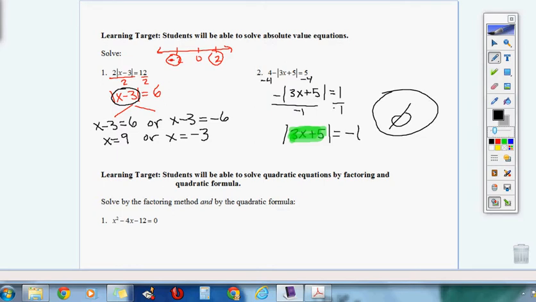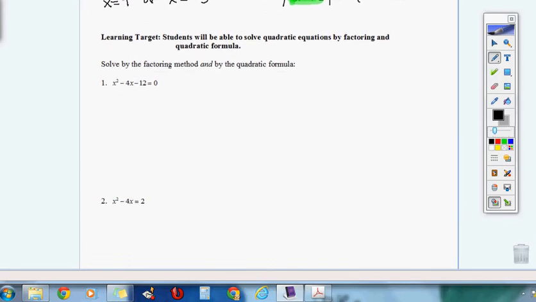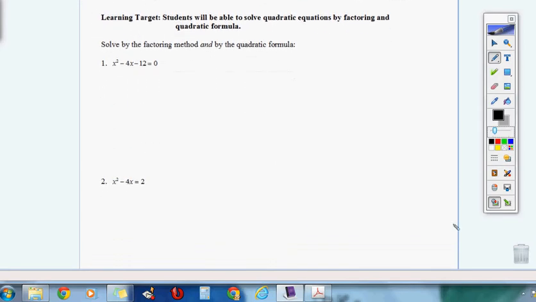All right, moving along here, solving by the factoring method and by the quadratic formula.